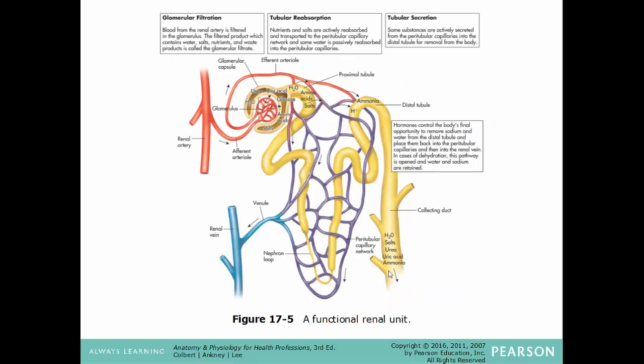Okay, this image has more detail on the functional renal unit, the nephron. This includes what we just talked about, the glomerular filtration, the first part of making urine. We talked about this first step, where blood from the renal artery is filtered into the glomerulus. The filtered product will have water and salts and nutrients, and then waste products, called the glomerular filtrate.